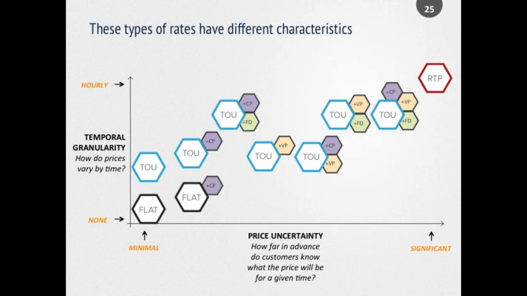Altering base structures and including modifications adds two-dimensional sophistication to rates as we move from flat volumetric rates on the lower left corner to real-time prices on the right corner. The first dimension is that of temporal granularity, which indicates the number of different price levels a customer might experience within a day. The second dimension looks at price uncertainty, that is, how far in advance do customers know what price at a given time of the day will be.